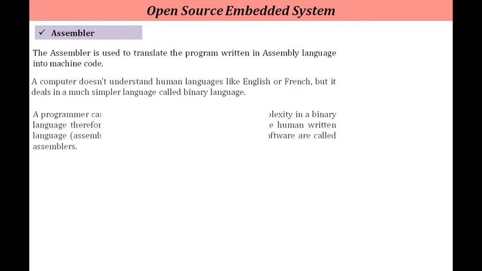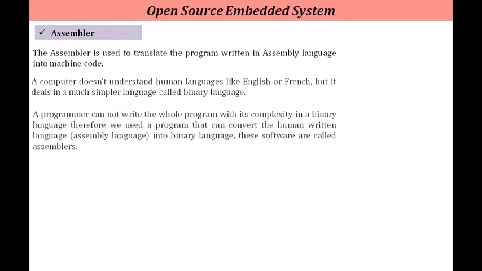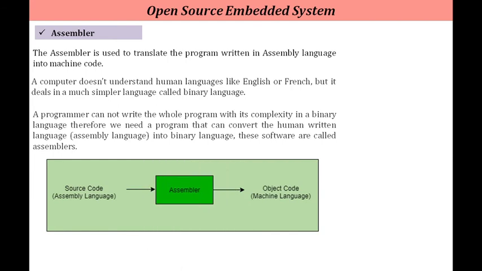Now the programmer cannot write the whole program with its complexity in a binary language, because the binary language has its own complexity. So we need a program that can convert the human written language, or we can say assembly language, into a binary language. The software which is used for that is called an assembler. This diagram shows that the assembler will convert the source code, that is assembly language, into an object code, that is a machine language.